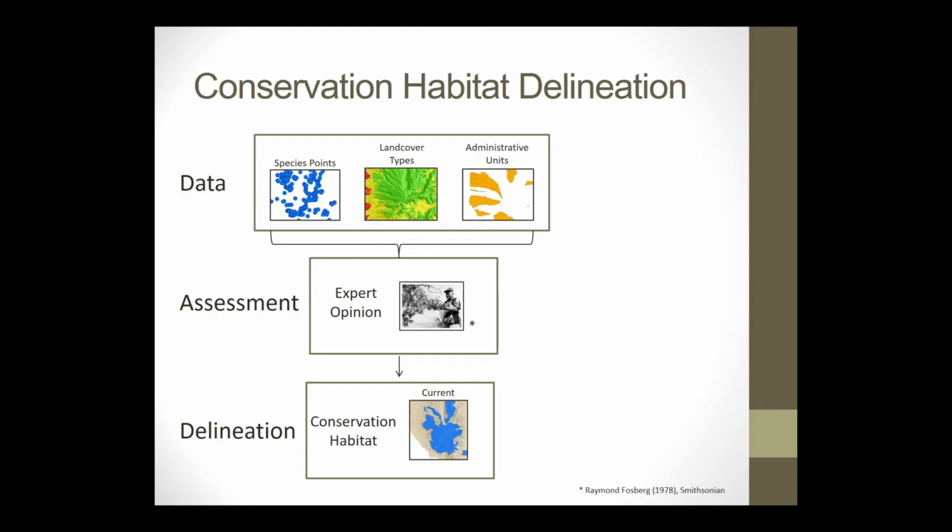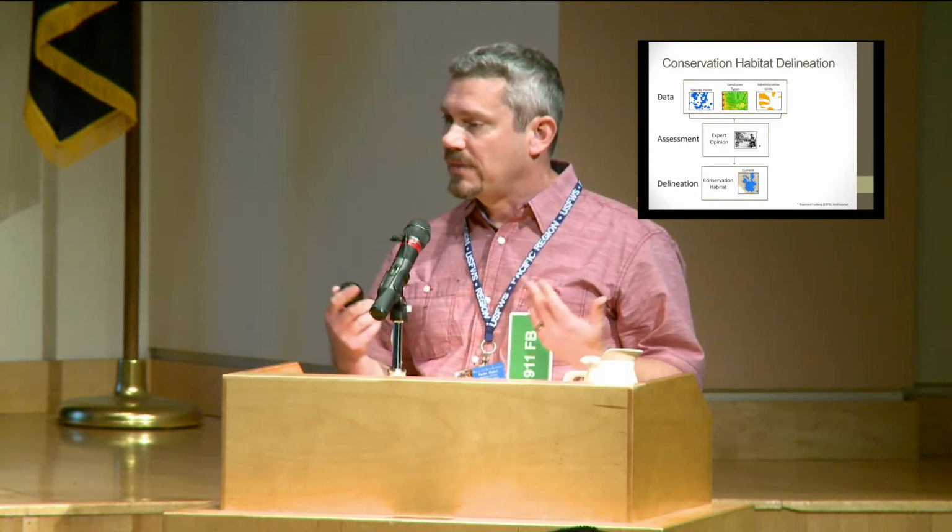So the approach we've typically taken is we've collected a bunch of data on the species locations, information about habitat, administrative units, things like that. We've gotten together all our species experts and the biologists, and they've assessed this information, and they basically delineated these units by hand on a map or using GIS. And this approach works really well, but as you can imagine, it can be very time consuming, especially when you have quite a few species. And also, it's very hard to update.